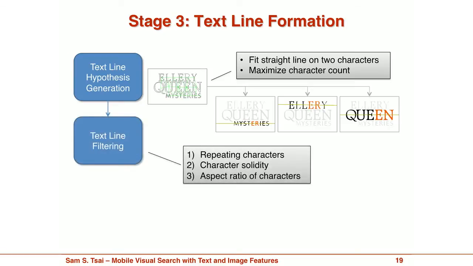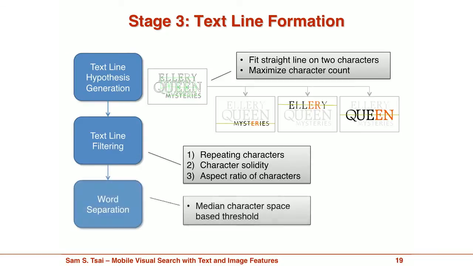Then we go on to the filtering at the text line level. We check for repeating characters and whether the characters are just mostly solid characters, and the aspect ratios of the characters. Once the text line passes these tests, we try to separate the words based on the character spacing.